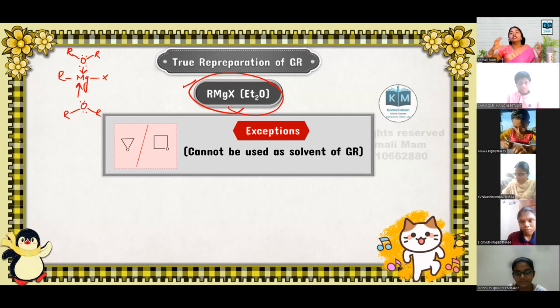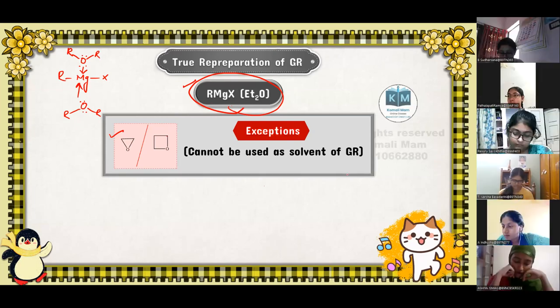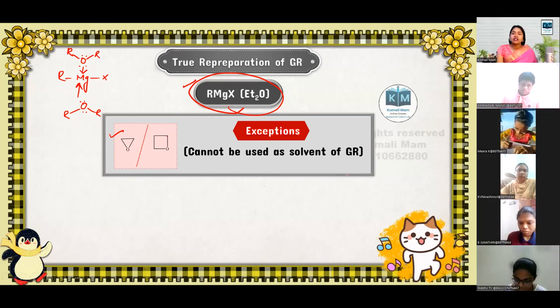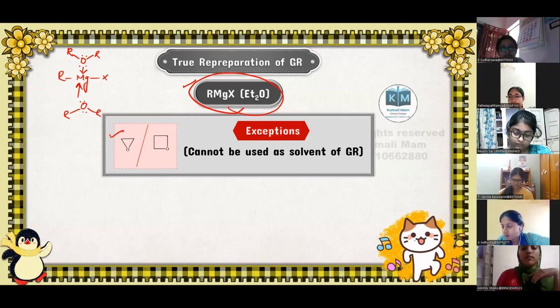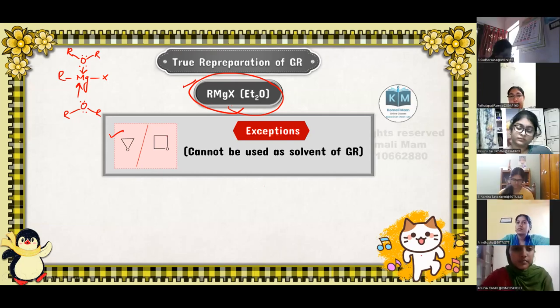So what structure will you get? An unstable structure, in the presence of ether. But the ether should not be a cyclic ether, like a three-membered ether like this, or a four-membered ether like this. These ethers we should not use as a solvent. Three-membered and four-membered ethers should not be used as a solvent in Grignard reagent preparation.